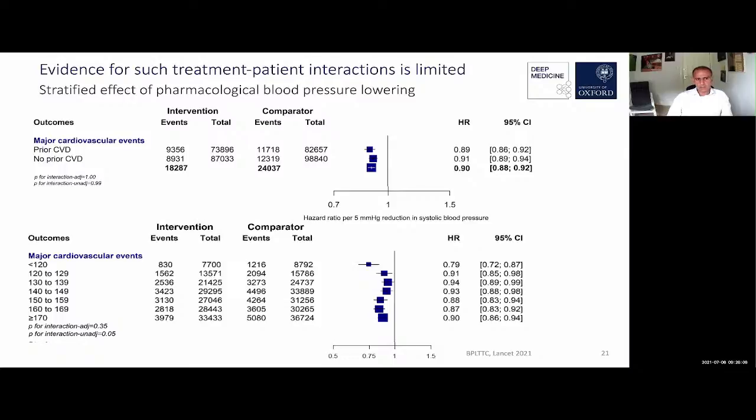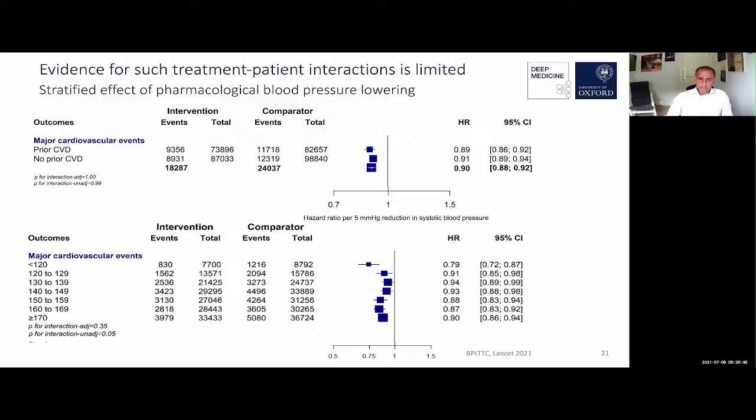This is an example of the work that we have done where we looked at the effect of blood pressure lowering on prevention of cardiovascular disease, where there has been a lot of debate about whether people with previous cardiovascular disease will get the same level of benefit as people without, or in fact, whether the level of blood pressure itself is an important factor for prevention. In other words, does it make a difference if someone's blood pressure is high to receive treatment for blood pressure lowering versus someone whose blood pressure is in the mid-range or low?